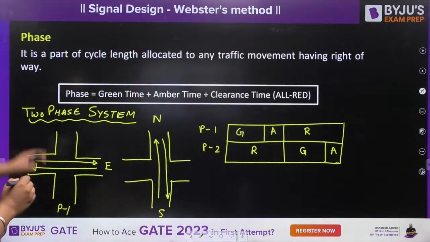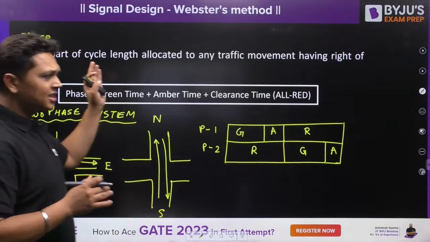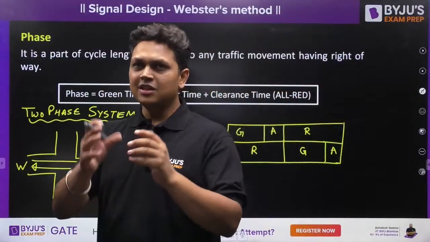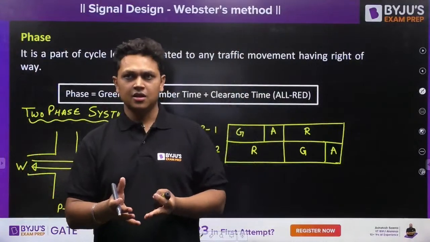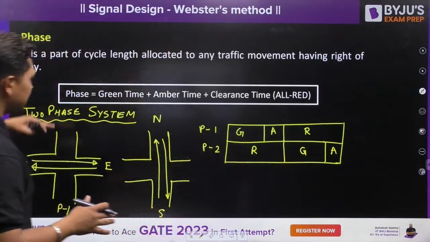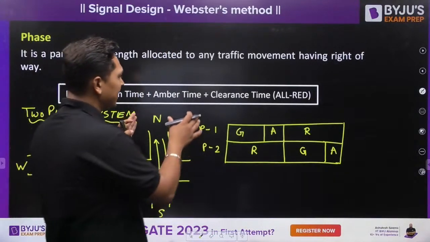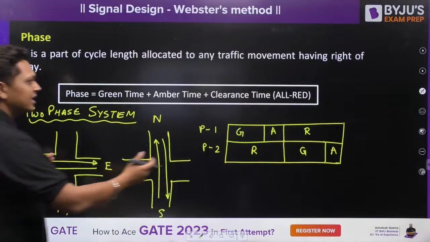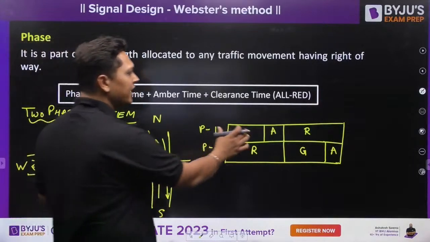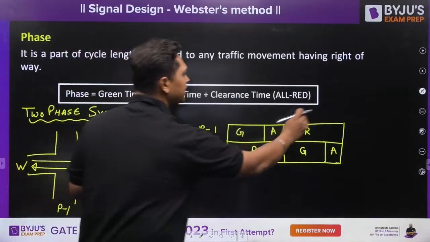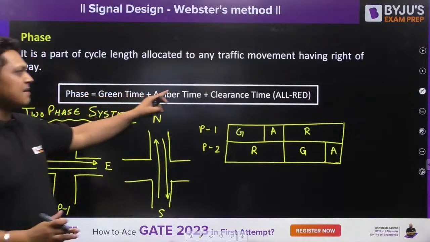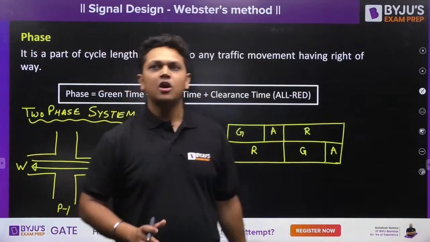Okay, now what is a phase? A phase is a part of the full cycle length which is available to the traffic for the movement. So in this case, what is the time available to the traffic in phase 1 to move? That is green plus amber. Yes or no? Traffic is able to move in green plus amber only. Red is not the time for the traffic to move. So the phase will be referred to as green plus amber plus clearance time or all red time.